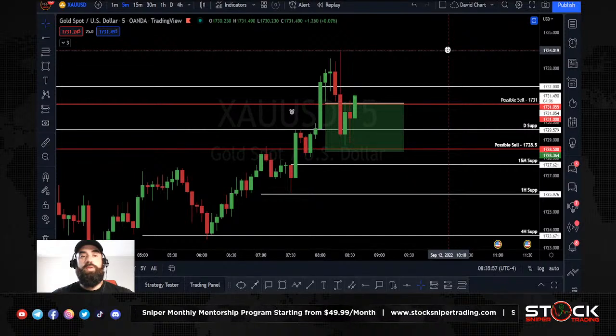Okay. So guys, let's take a look at the DXY. We haven't even looked at the DXY here. We just got on here, started to see some potential moves.